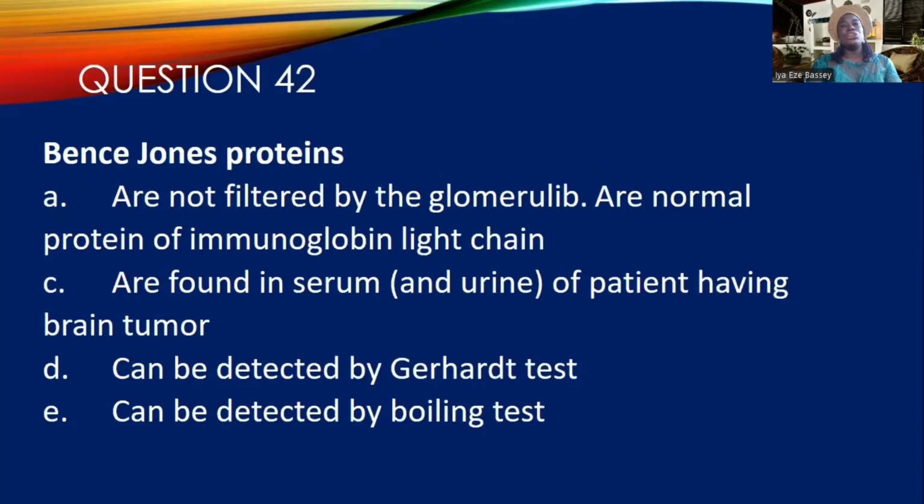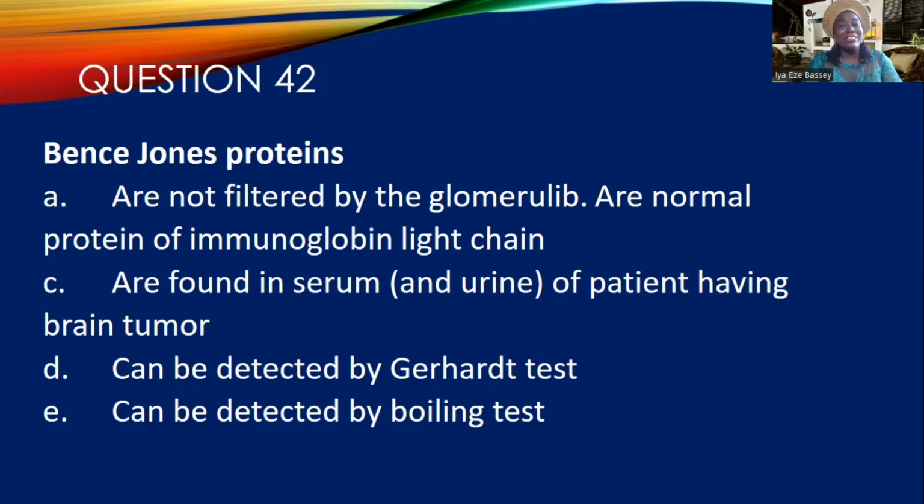Then 42, Bence-Jones proteins. Bence-Jones proteins are otherwise known as paraproteins. You find them in urine in people that have certain types of cancers. A, they are not filtered by the glomerulus. B, they are normal proteins of immunoglobulin light chain. C, are found in serum and urine of patients having brain tumors. D, can be detected by Gerhardt's test. E, can be detected by boiling test. What's the answer?